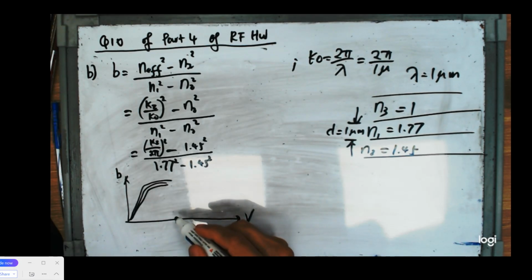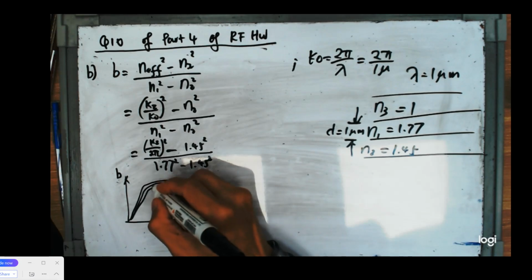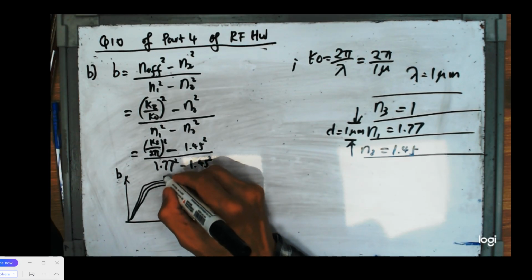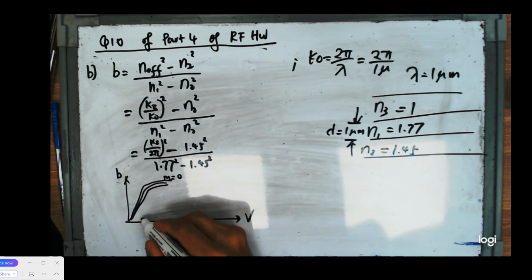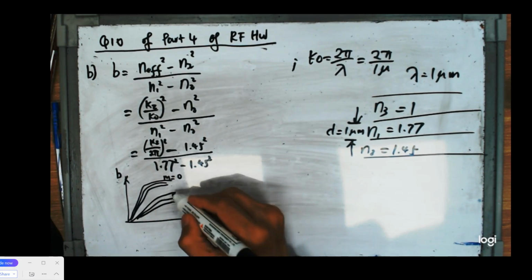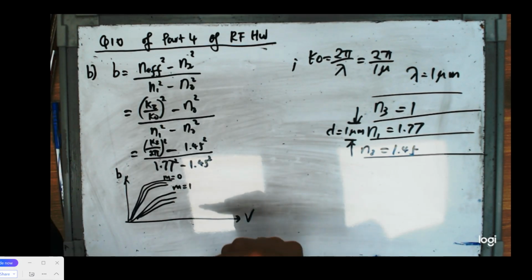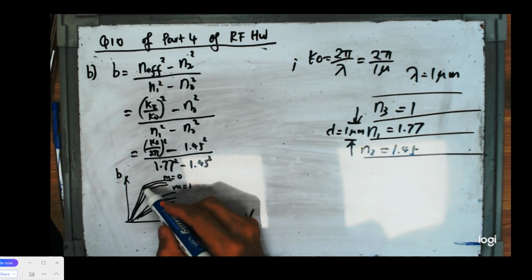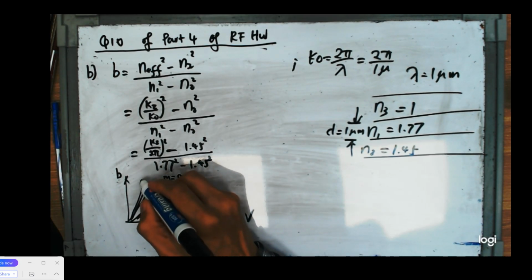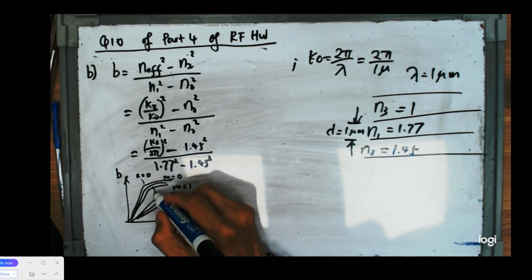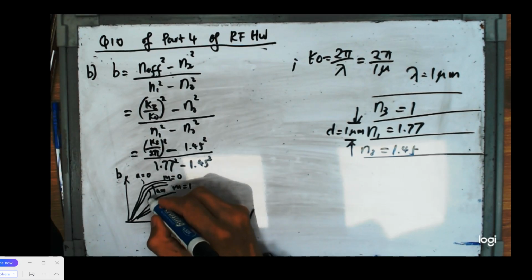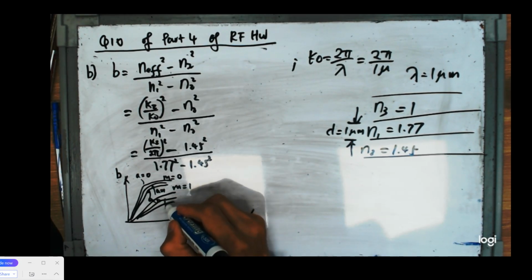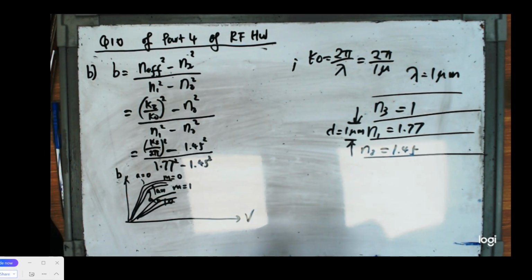You have multiple groups of lines, and the outermost group is m equal to 0. This means the mode number is 0. And you have the second group, which represents m equal to 1, mode 1. And in each group, each line represents a certain asymmetry number. The outermost one is a equal to 0. The second one is a equal to 1. The third one is a equal to 10. So this is the preliminary information we need to have in order to solve the problem.